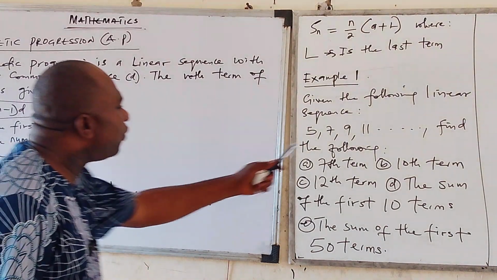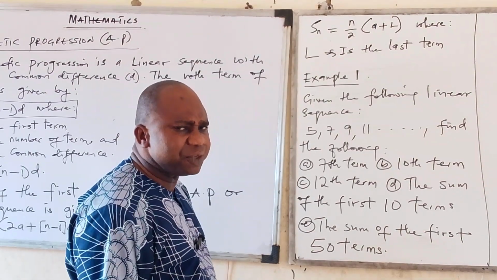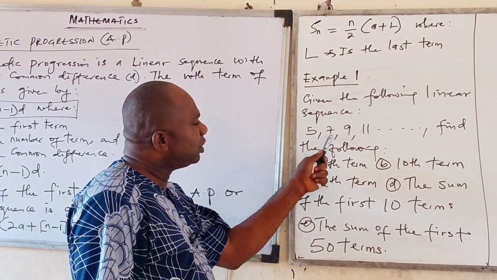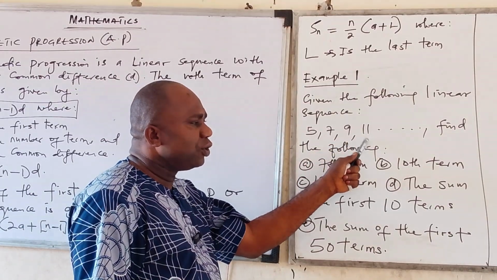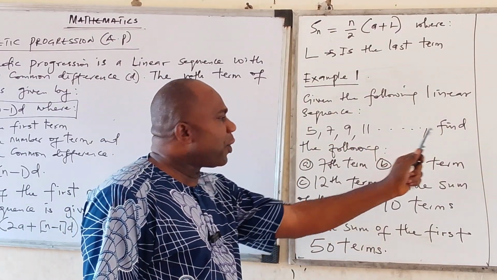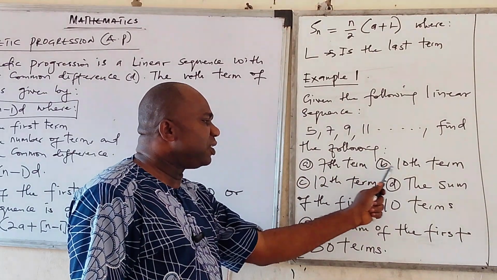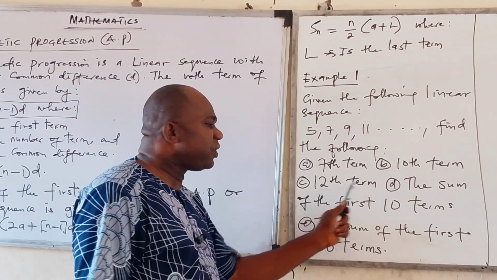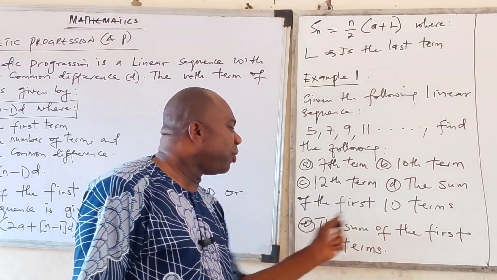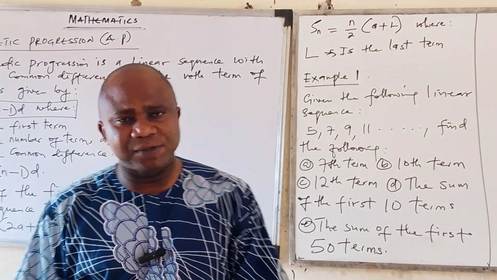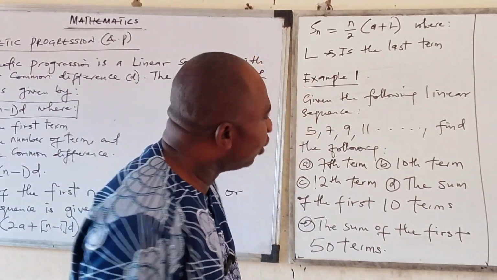Now, given the following linear sequence, that is arithmetic progression, AP, we have 5, 7, 9, 11 continuously. We're asked to find the following: A, the 7th term, B, the 10th term, C, the 12th term, D, the sum of the first 10 terms, E, the sum of the first 50 terms. Now, solution.